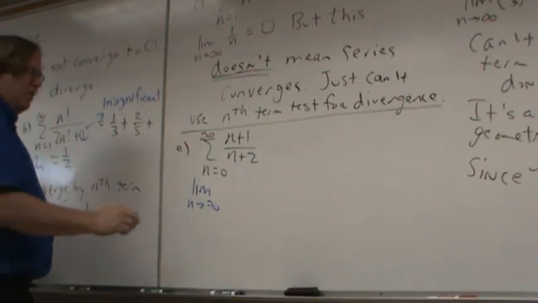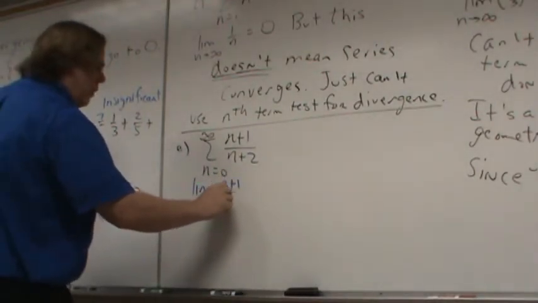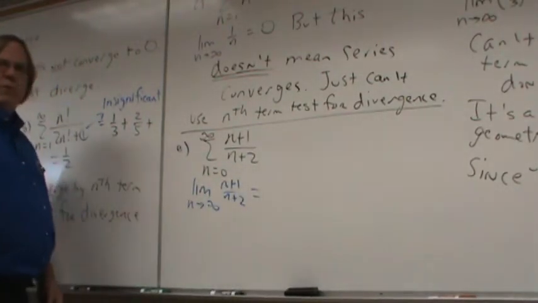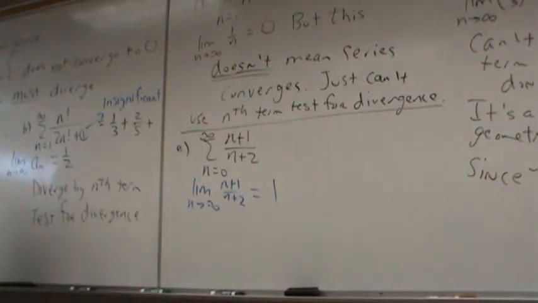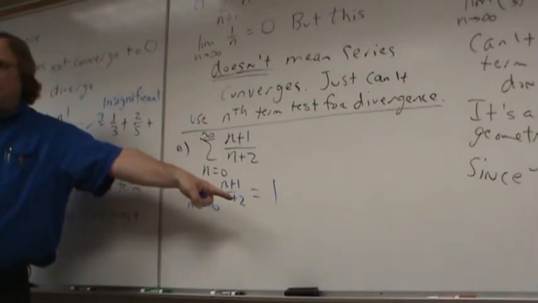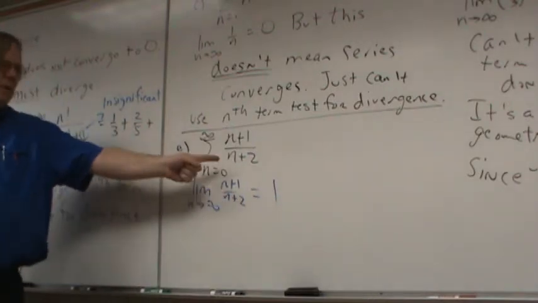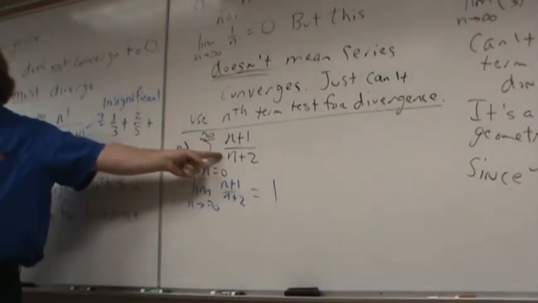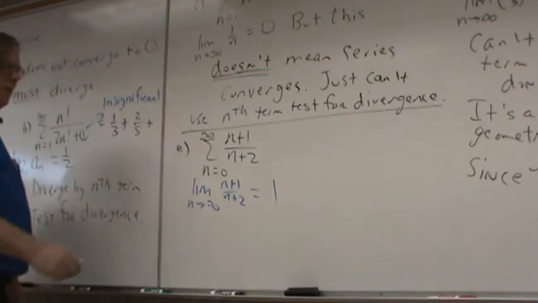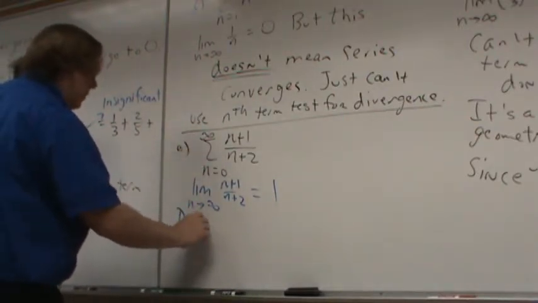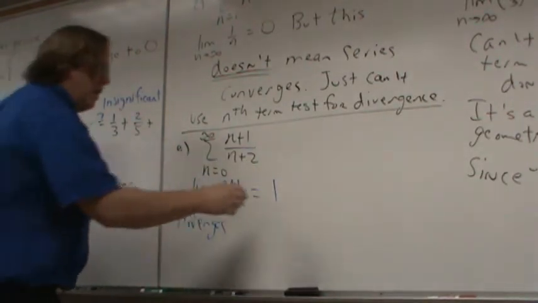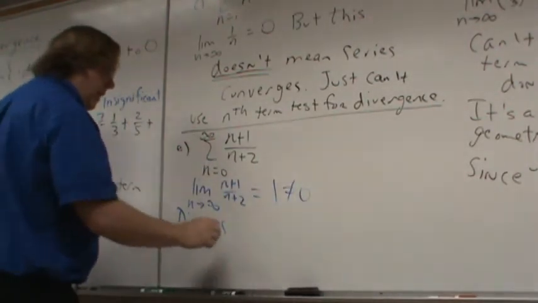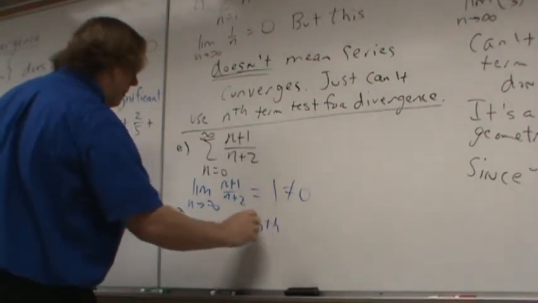The limit as n approaches infinity of n plus 1 over n plus 2, what does that equal? 1. So the sequence converges, but it converges to 1, correct? Which means what's this guy going to add up to? Infinity. So it diverges because the infinitieth term is not 0. 1 is not 0, so it diverges by the nth term test.